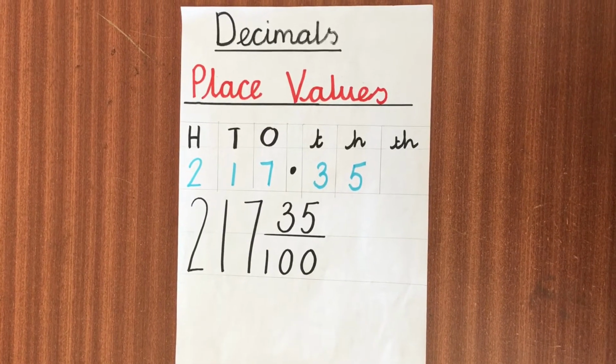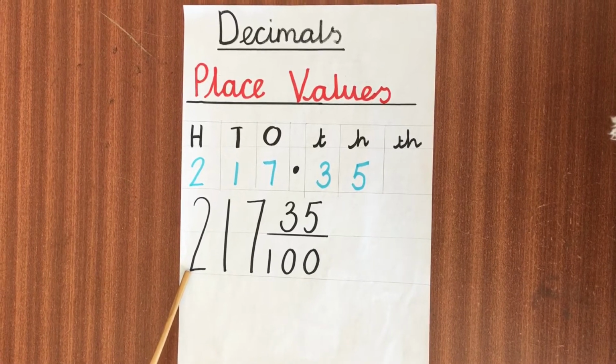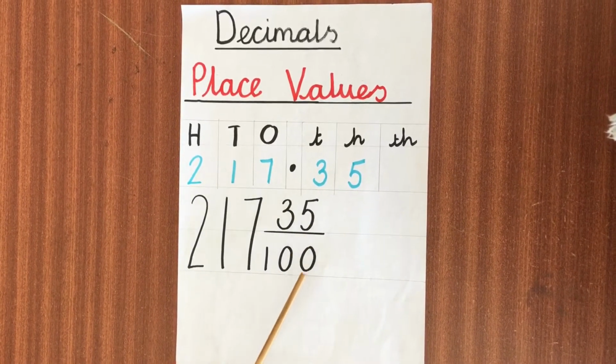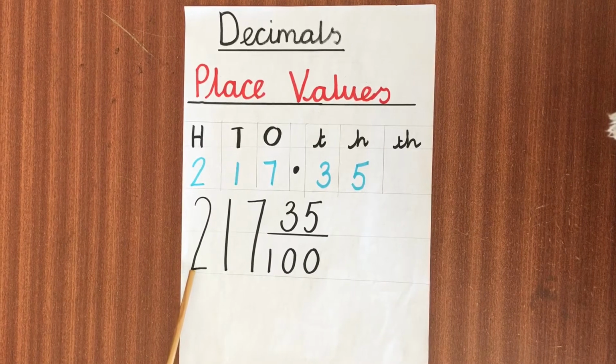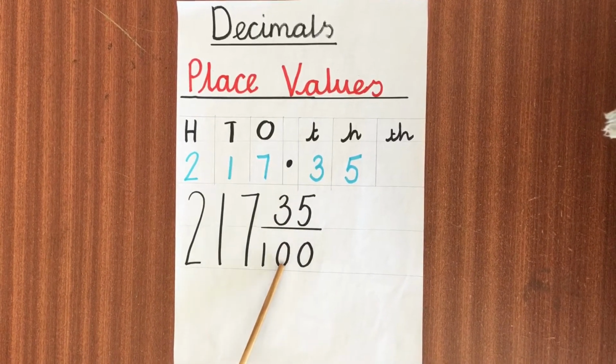Decimals is a way of writing a fraction that does not show the numerator and denominator, but is expressed as tenths or hundredths. For example, we have this fraction here where there's a whole number and a proper fraction. The number is 217 and 35 hundredths.